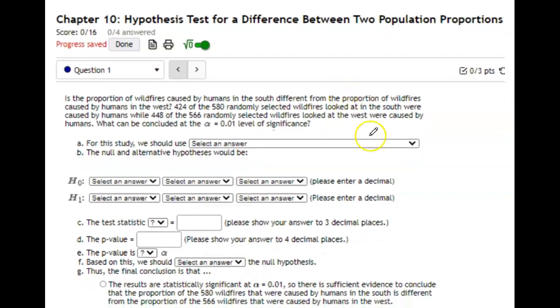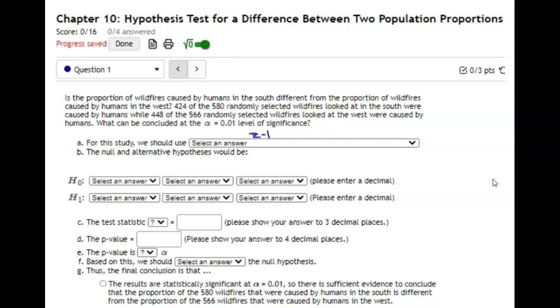And question 1. Is the proportion of wildfires caused by humans in the south different from the proportion of wildfires caused by humans in the west? So then they give us the statistics for the south and the west. And we want to make a conclusion at the 0.01 level of significance. All right, so for this study, we should use a z-test for difference in proportions.